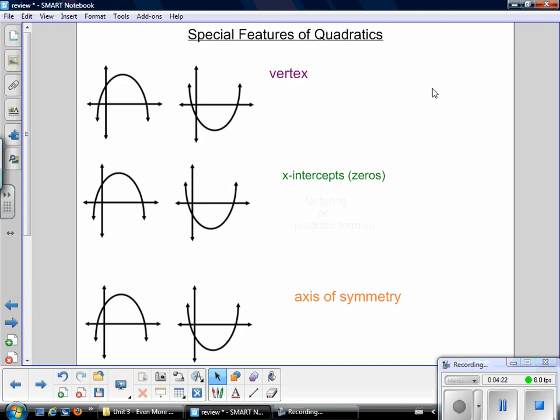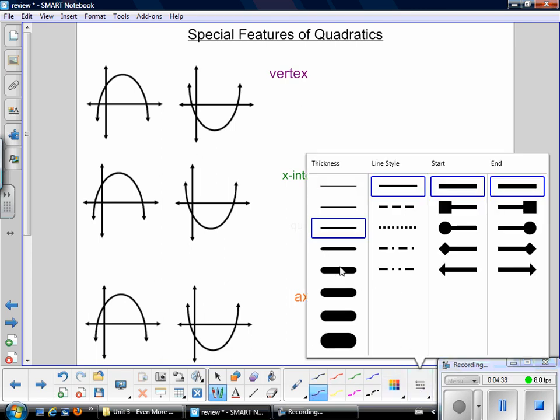So what I've done is I made quite a few different little scenarios here. You notice they're all a little bit different, and the reason is that we can talk about them. The first thing is the vertex. Now I'm going to switch to purple so I match the wording, and I'll make it a little bit bigger.